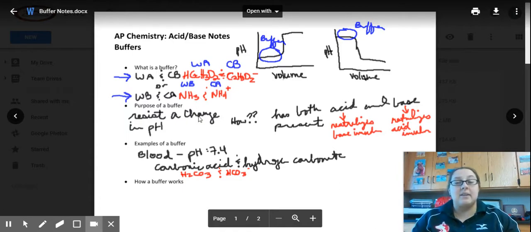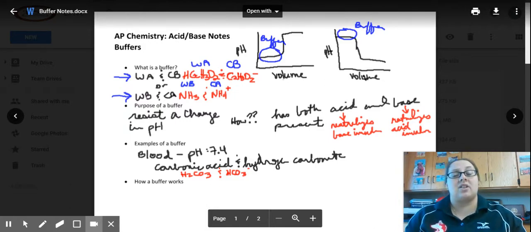Notice how I didn't say anything about strong acids, right? A buffer has to be weak with its conjugate. It cannot have any strong acids or bases in there. So it has to be a weak acid with its conjugate base or a weak base with its conjugate acid.